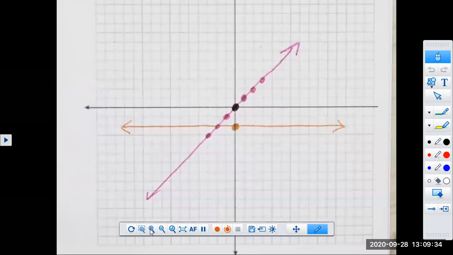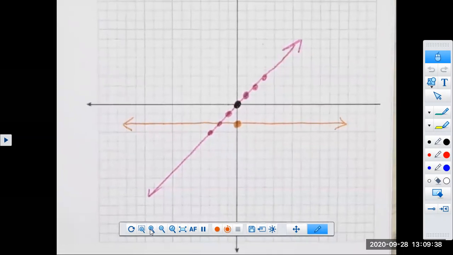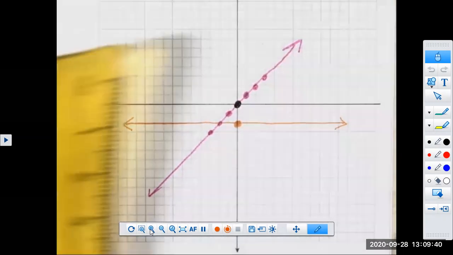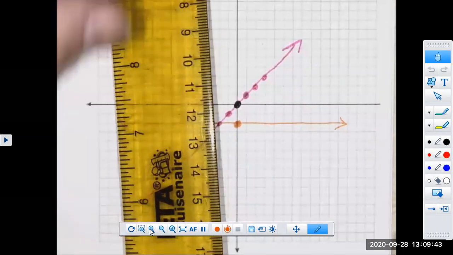And then x equals 3. What type of line is that? That is a vertical line.